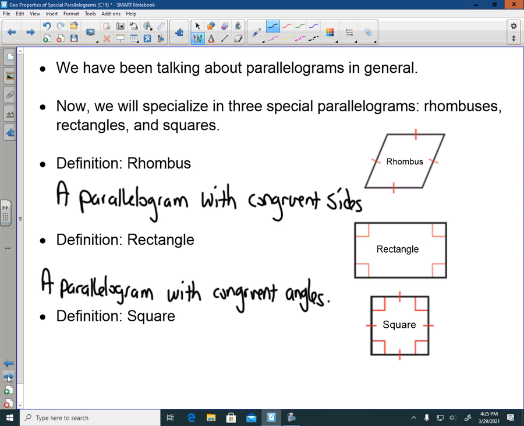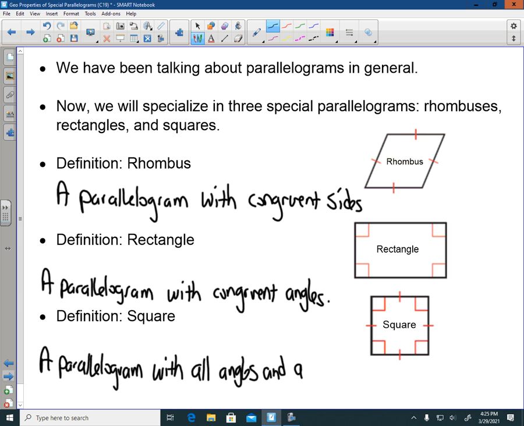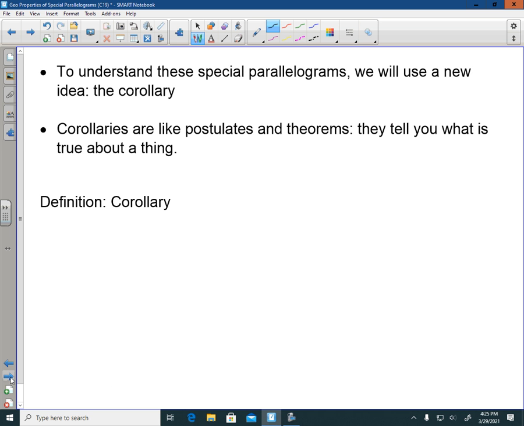Now a square combines these two things together. A square is a parallelogram with all angles and all sides congruent. So if you take the idea of a rhombus and a rectangle and you squish it together, you get the square. So those are the definitions of those objects. And we're going to talk about things that are true, properties of these particular objects.